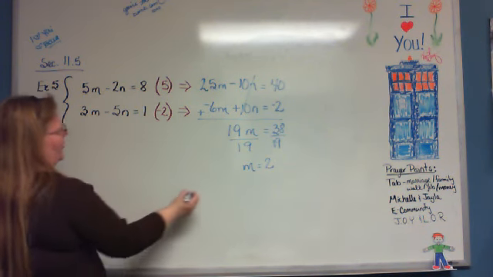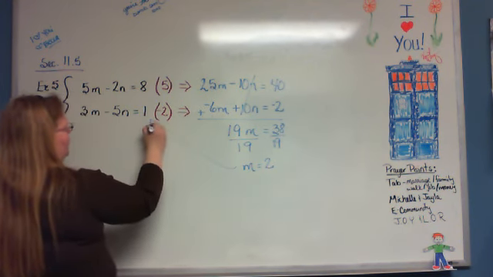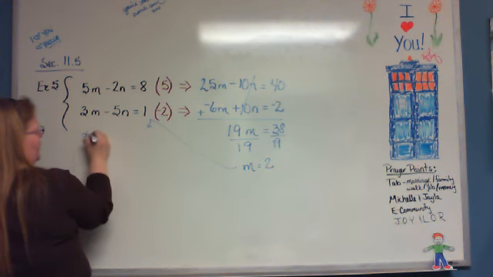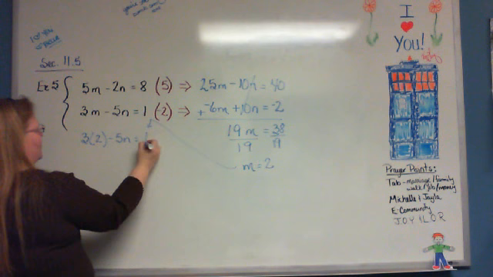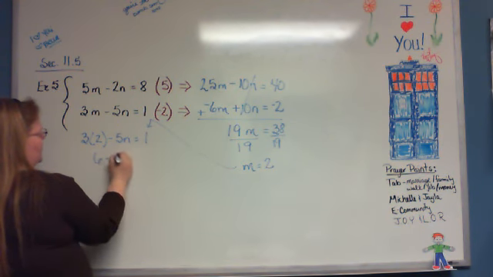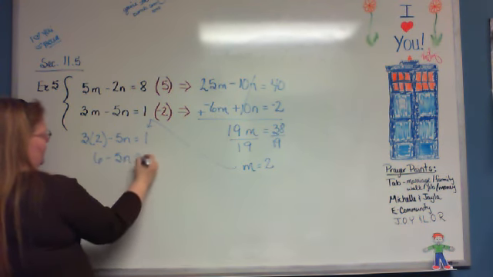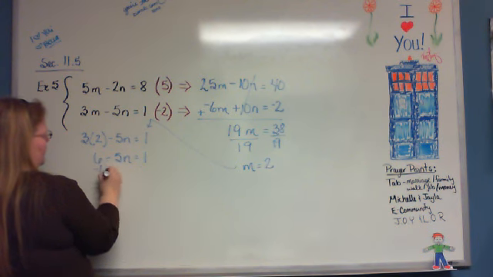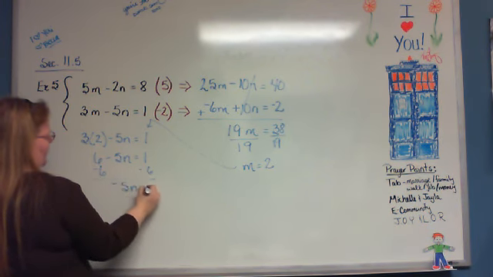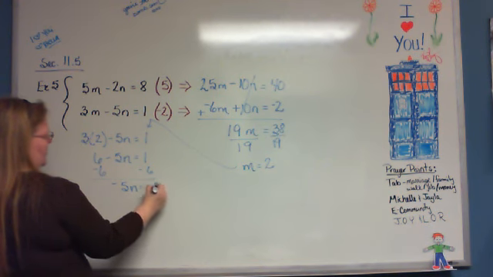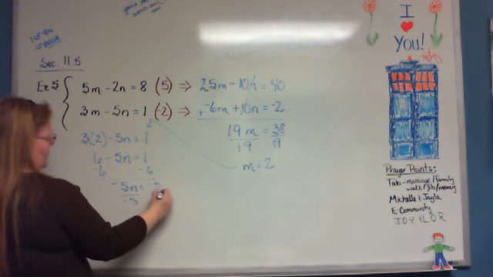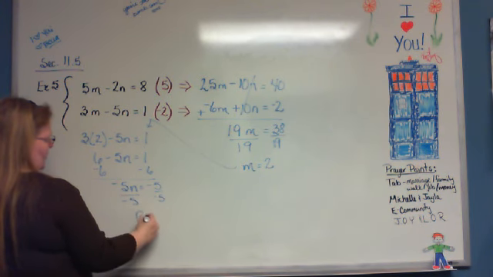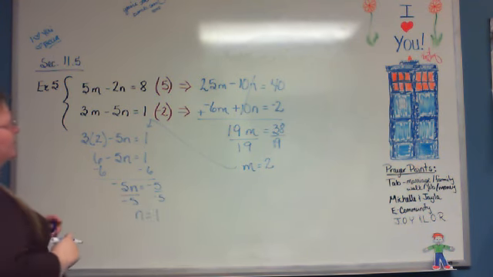I'm going to choose this bottom one because it's on the bottom just like before. So 3 times 2 minus 5n equals 1. 6 minus 5n equals 1. Minus 6. Negative 5n equals negative 5. Divide both sides by negative 5. N is equal to 1.